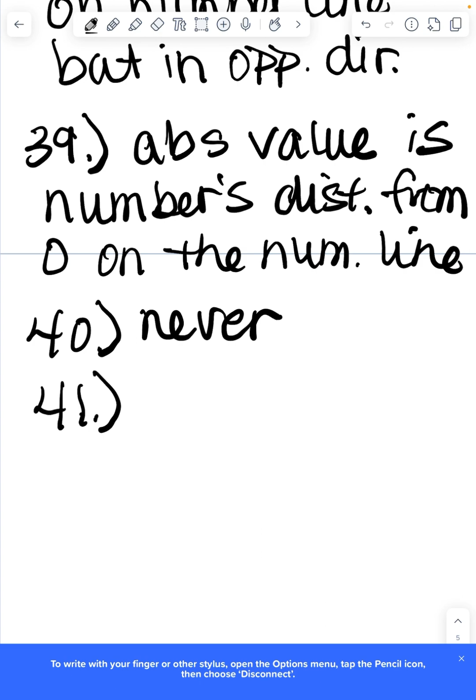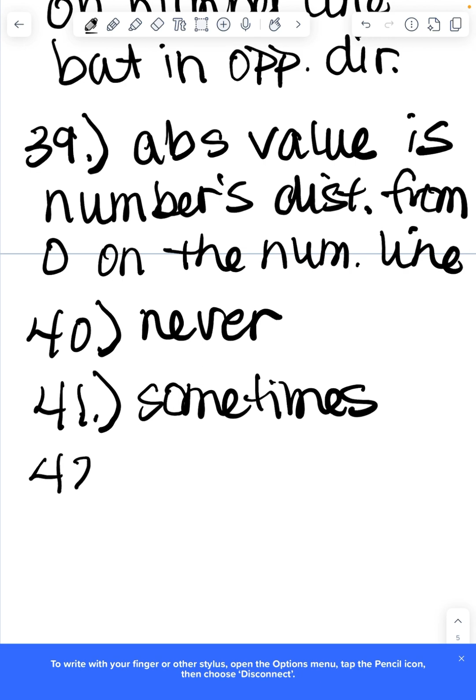Number 41. The absolute value of an integer is positive. Ooh, this one might get you held up. It's actually sometimes, and the reason is because of the 0. 0 is an integer, and 0 isn't considered negative or positive. So that's why we have to answer it sometimes, all because of that 0.